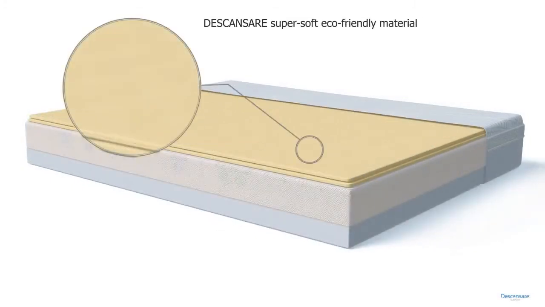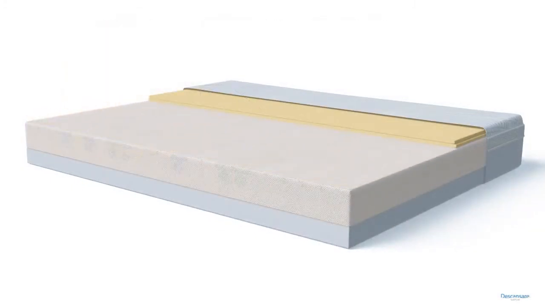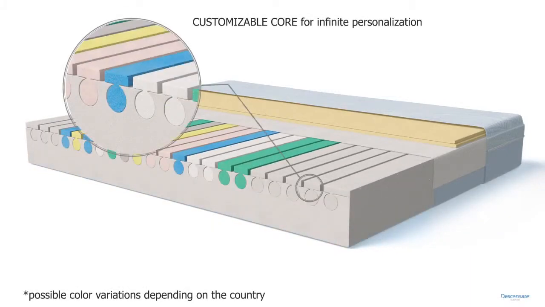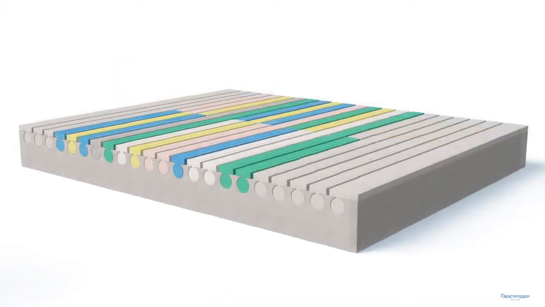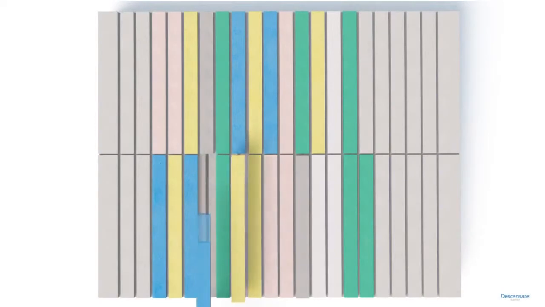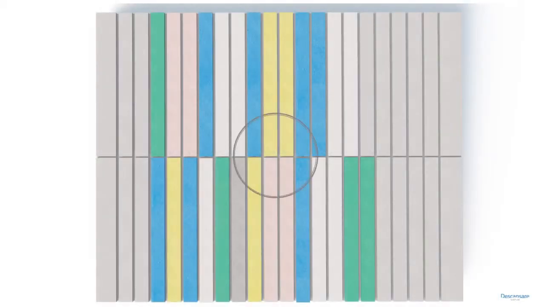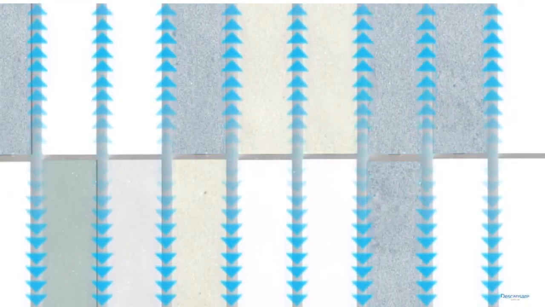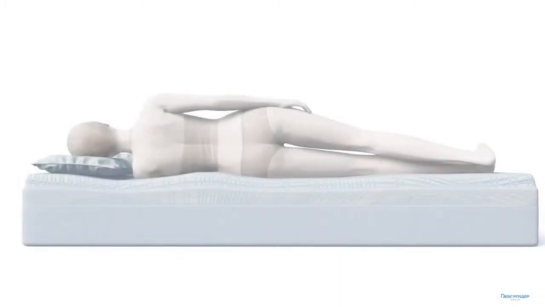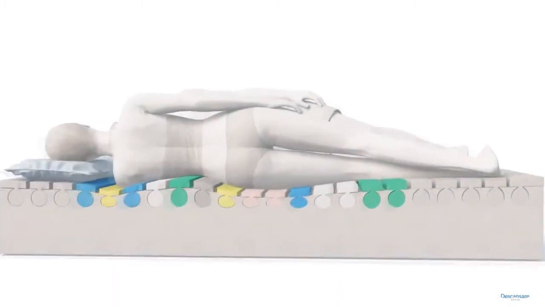Covered in a 21st century smart fabric and topped with hypersoft for maximum comfort, the Persona mattress utilizes a three-dimensional fabric for ultimate body conformity and features a patented core for infinite personalization for one or two sleepers. The Persona mattress offers maximum thermal comfort as heat and moisture are dissipated, along with totally customizable firmness and support zones that adapt to each user's sleep profile and body mass.